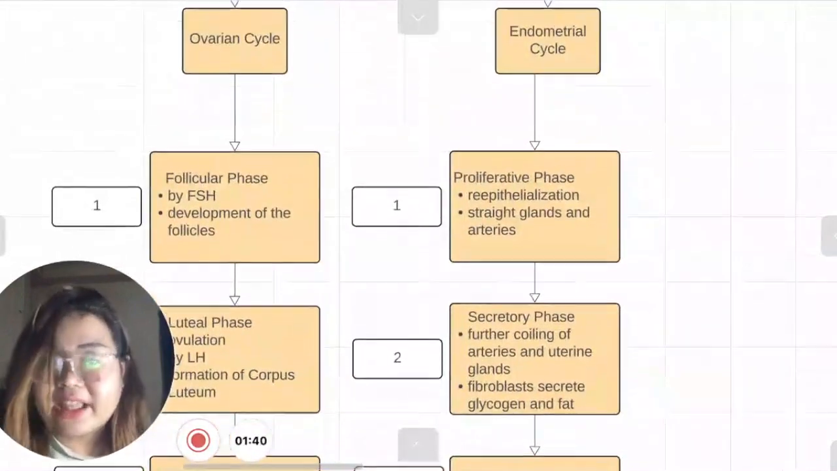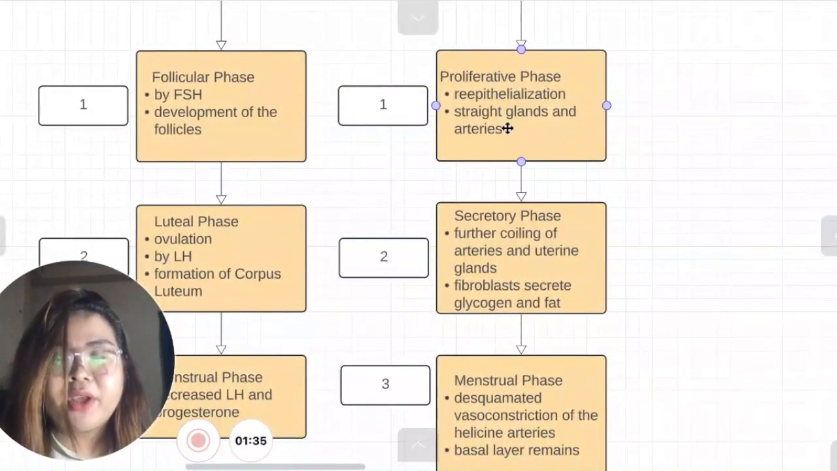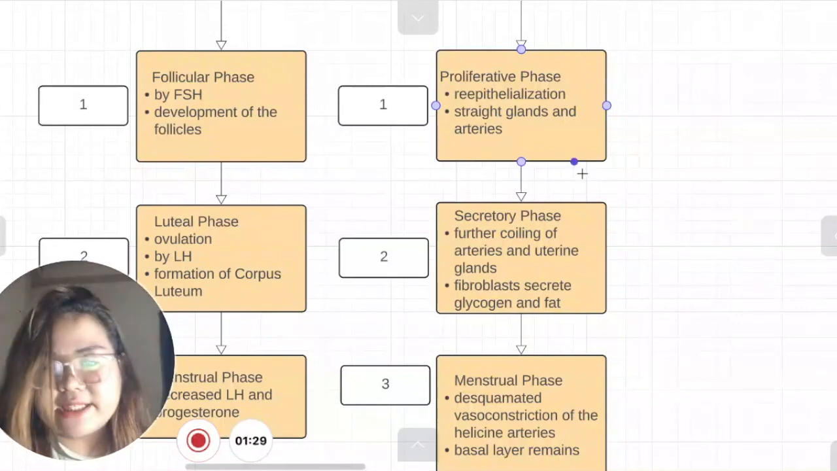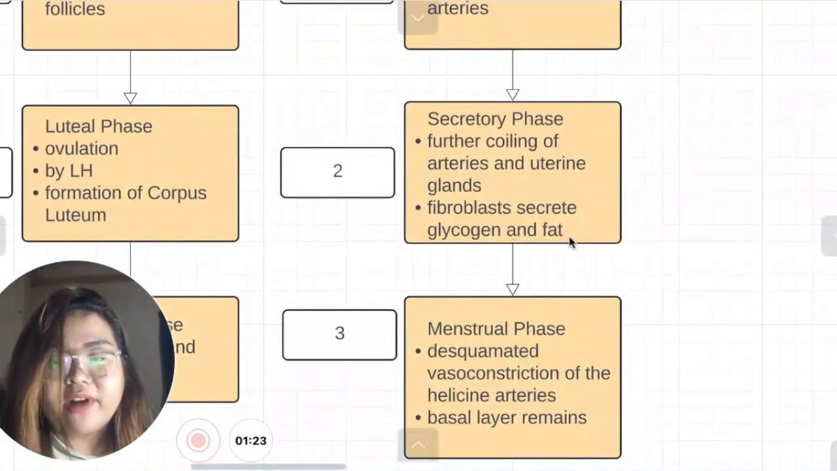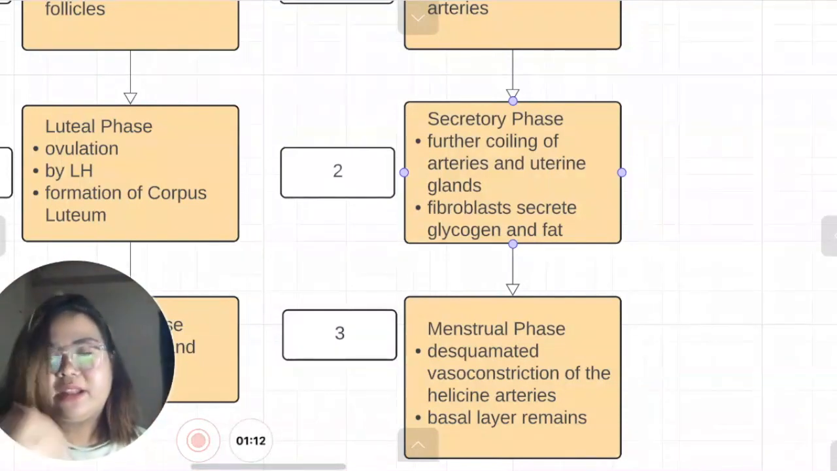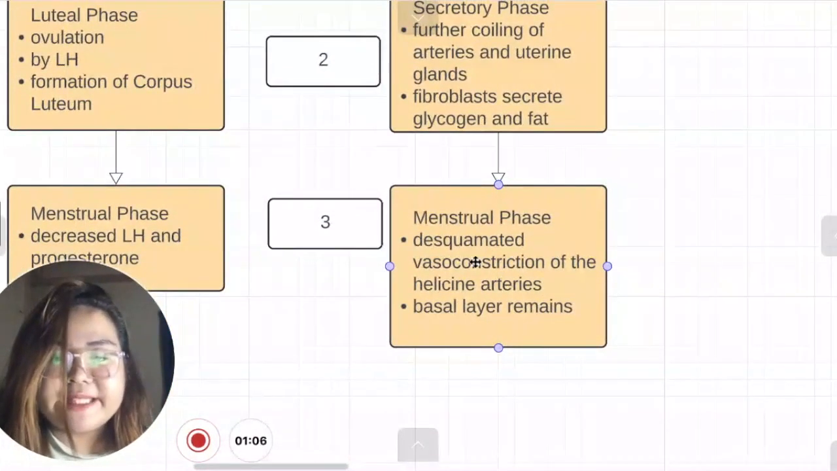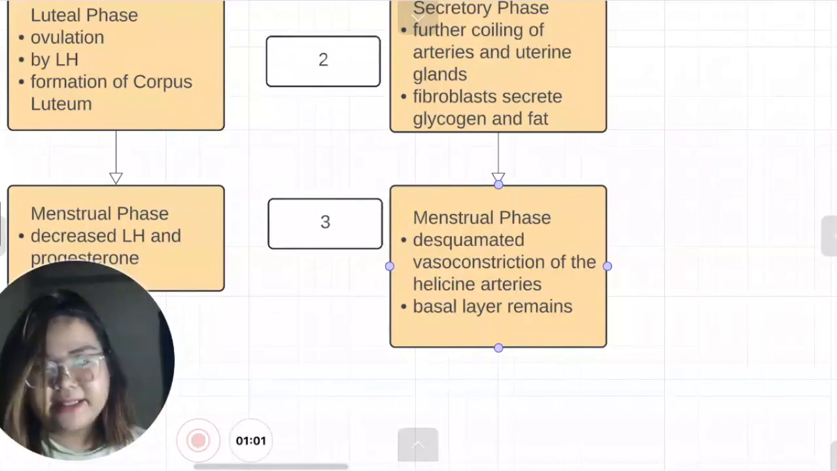So just like the ovarian cycle, it has three phases: the proliferative phase, which is characterized by reepithelialization and straight glands and arteries. So secondly, there's the secretory phase. It involves further coiling of arteries and uterine glands, and fibroblasts secrete glycogen and fat in the secretory phase. So fibroblasts secrete glycogen and fat. Now for the menstrual phase, it involves desquamation and vasoconstriction of the helicine arteries, and the basal layer remains.